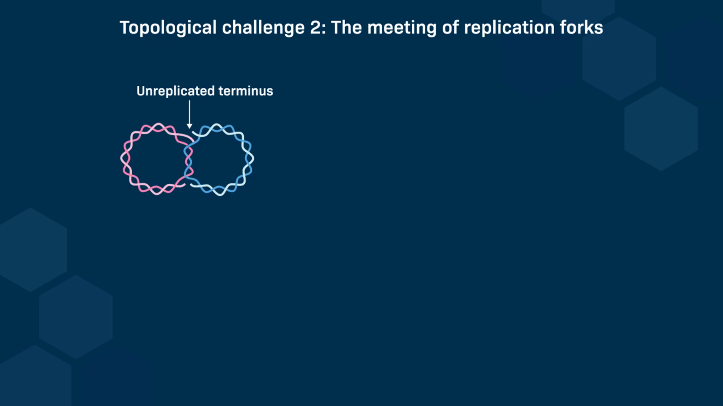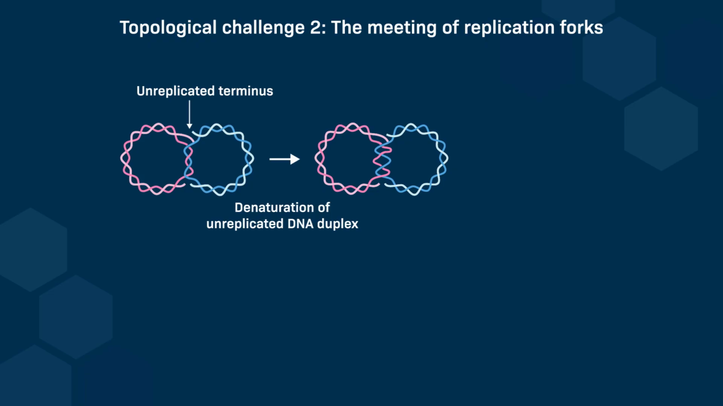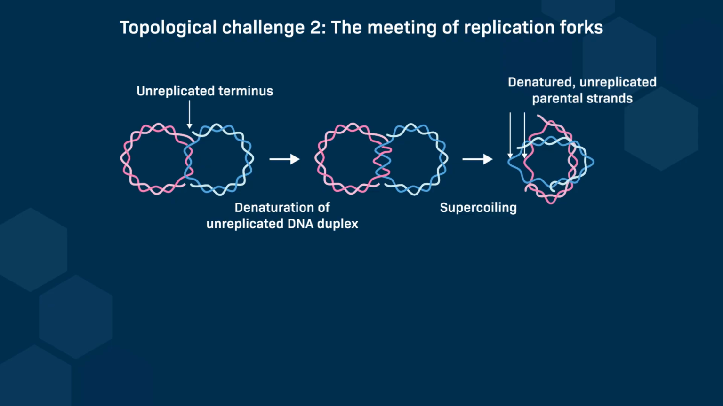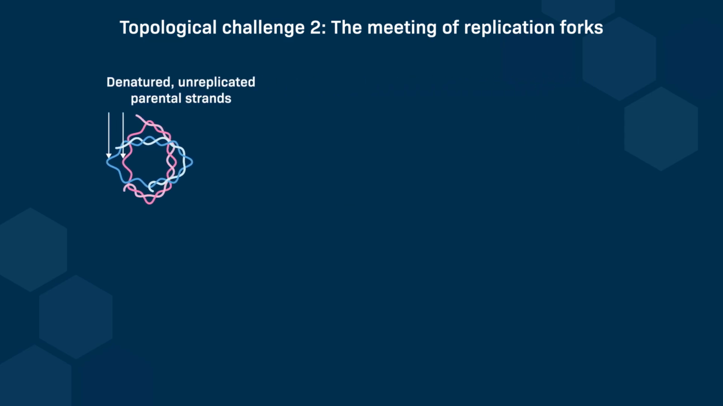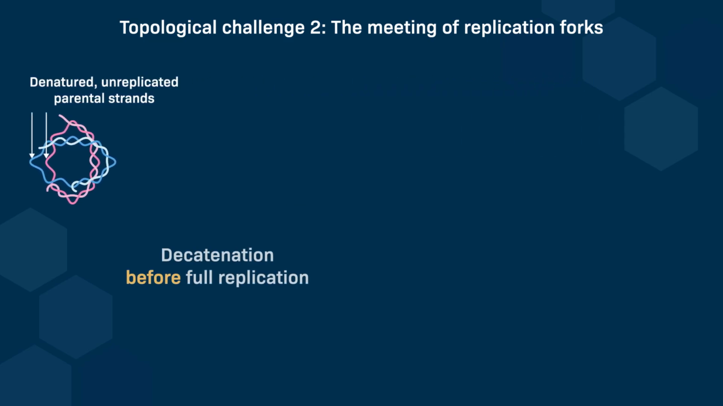As the two replication forks approach each other, the double-stranded DNA between them experiences topological constraints, which leads to supercoiling and interlocking of the newly synthesized DNA molecules. There are two ways to solve this problem. The first option is decatenation before full replication.